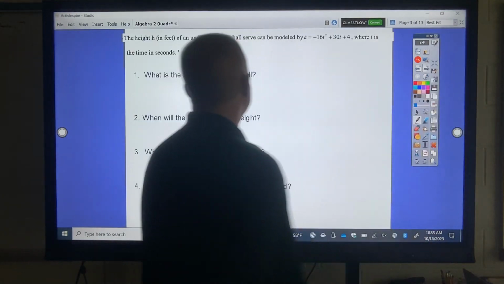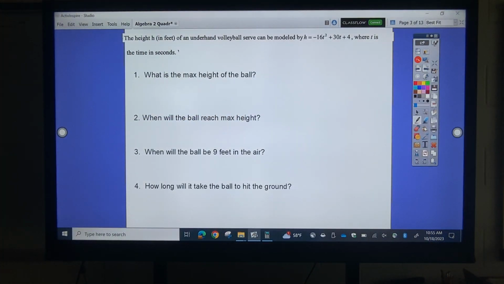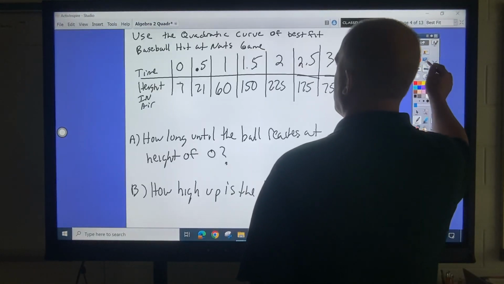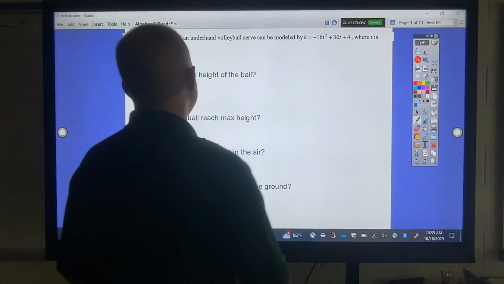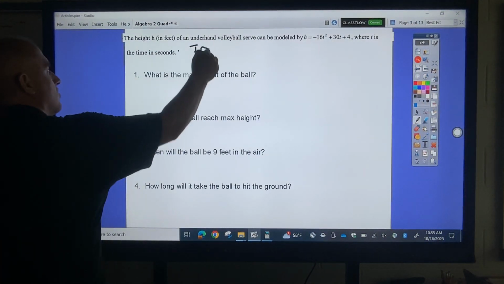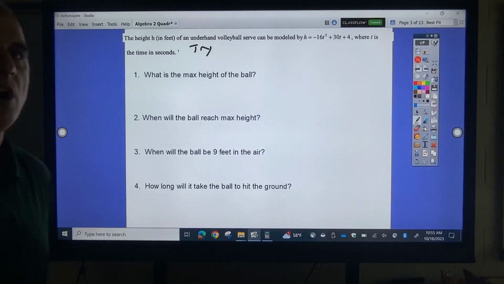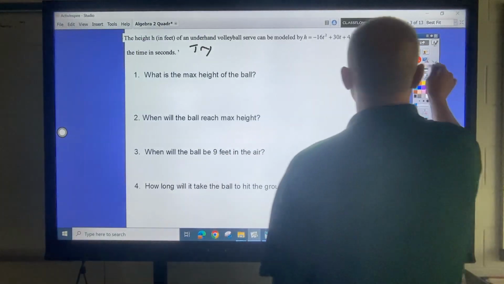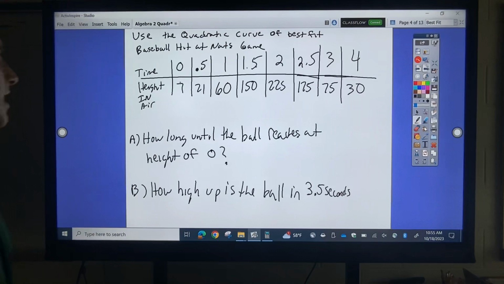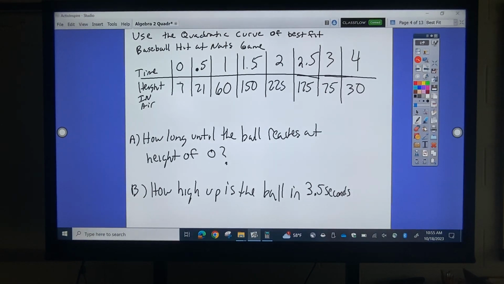Okay, I think that's the one I want you to try. What I want you guys to do is go ahead and try this one on your own. Now we're going to go into regression, quadratic curve.